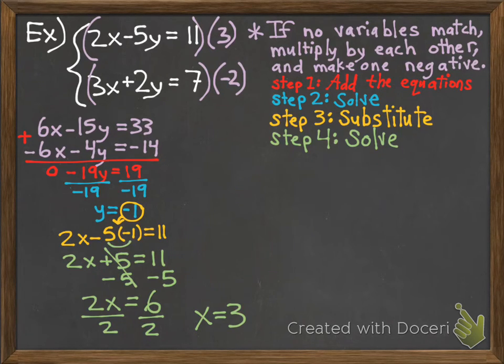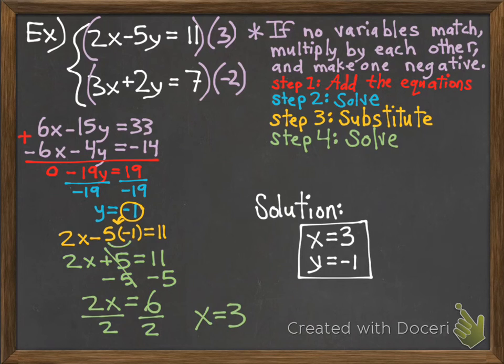Since we know the value of x and y, we're completely done with this problem. So x equals 3 and y equals negative 1 is the solution to this system of equations. Go ahead and pause the video so that you can copy all of the work and all of the steps into your notebook for your notes.